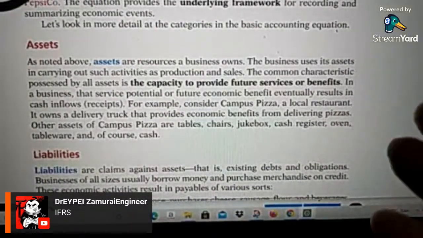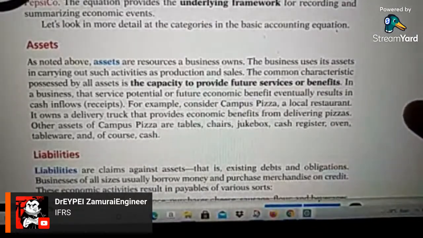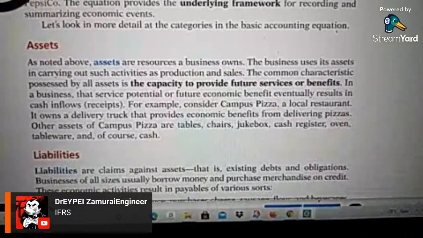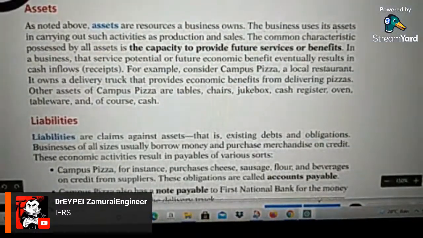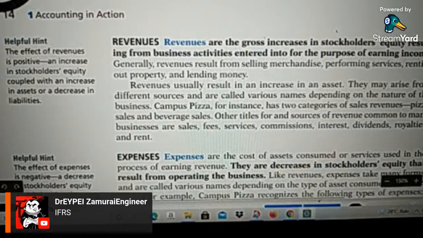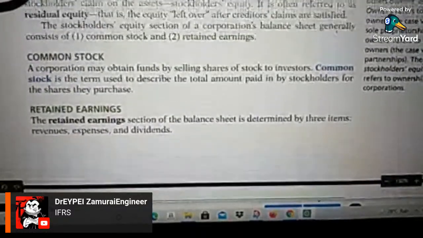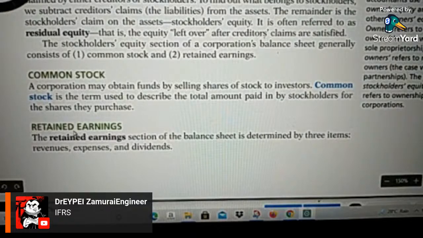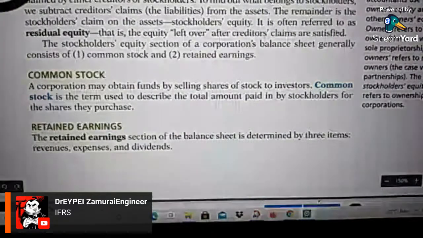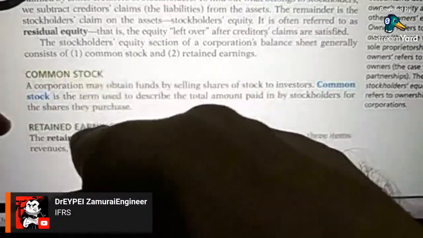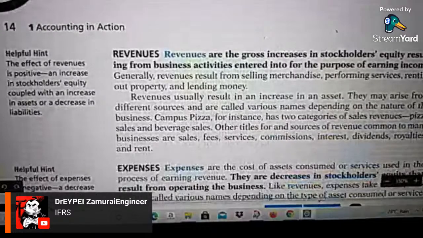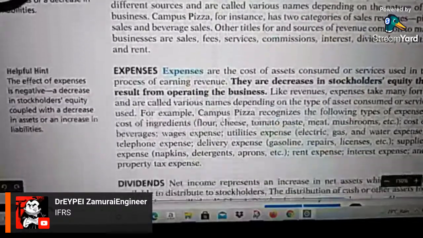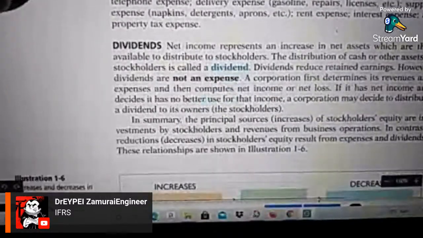Cash, cash on hand, cash in the bank, accounts receivable, interest. Those are the terminologies associated with assets. Please take note of that. What are the other terminologies? Common stock, retained earnings. I will make a video of this additional definition and post it for you to watch later on. Any question?